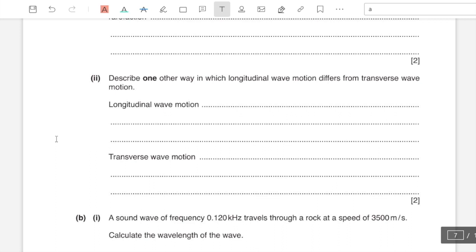To describe one way in which longitudinal wave motion differs from transverse wave motion. Right, so here vibrations are parallel to direction of wave motion. And here the directions of vibrations are perpendicular.